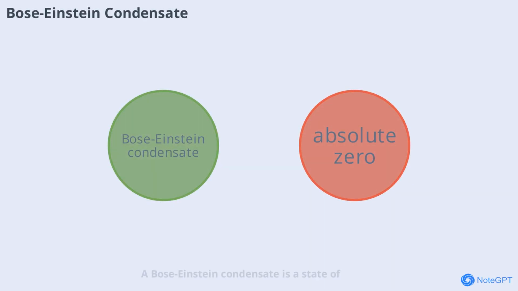A Bose-Einstein condensate is a state of matter formed at temperatures near absolute zero. At this point, particles move so slowly that they start to behave as one big particle. This state was predicted by Einstein and Bose and first created in a lab in 1995.